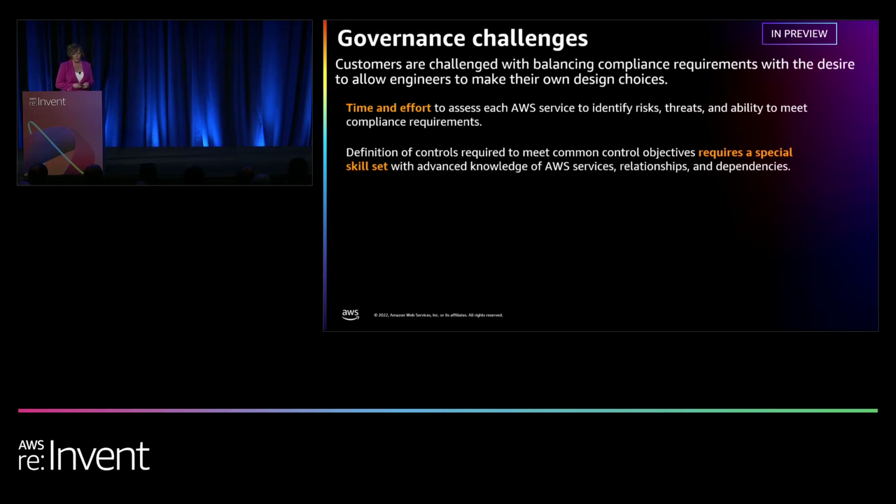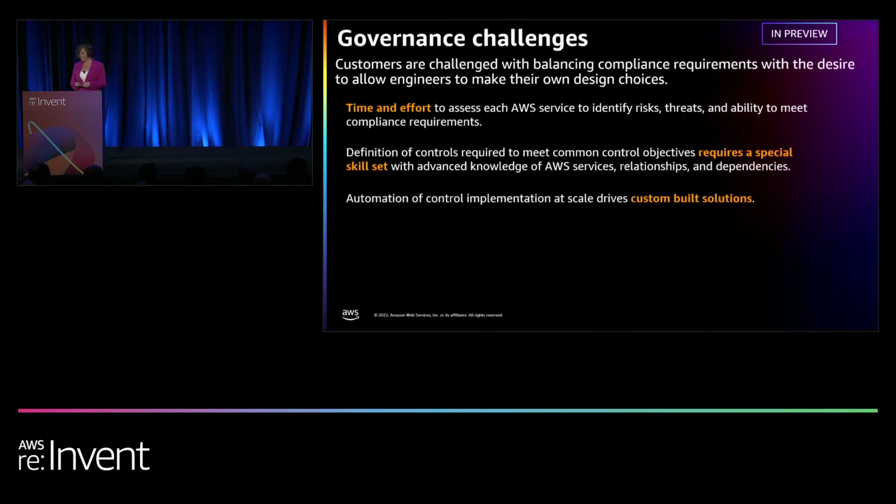Definition of controls alone requires a special skill set. AWS is different. Services are different than in other cloud providers. It's not right or wrong, they're just different. And if you don't have that skill set within your teams that really know AWS, defining controls can become even harder because you don't have that skill set.